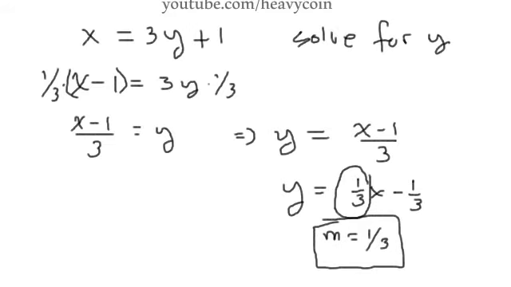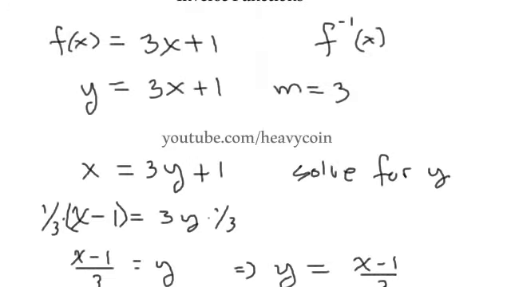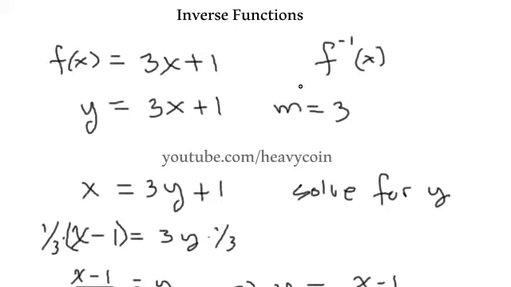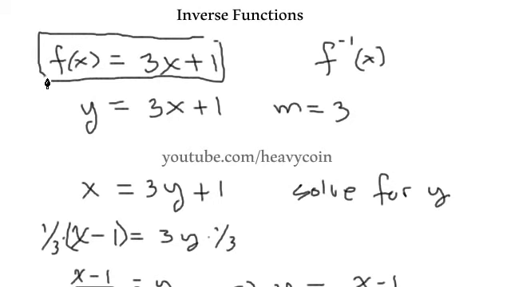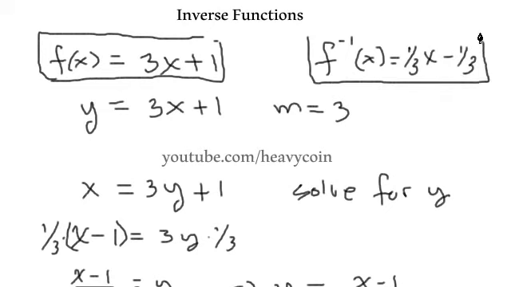But what I'm going to do now is go ahead and graph both of these so we can look at what the graph looks like. So we're going to graph the original up here, and then we're going to graph the inverse. And we said that the inverse was 1/3 x minus 1/3. So let's graph both of these and take a look at the graph.